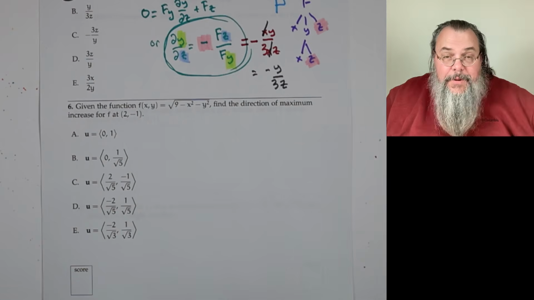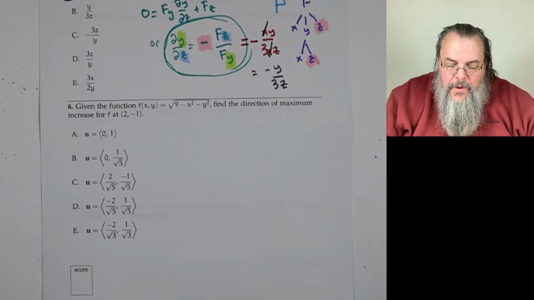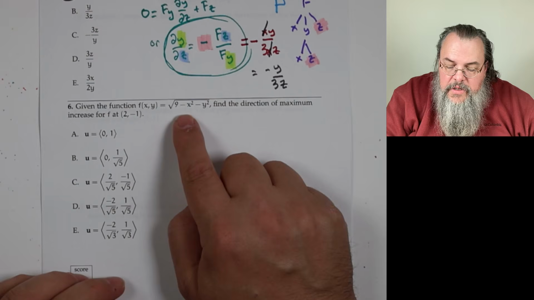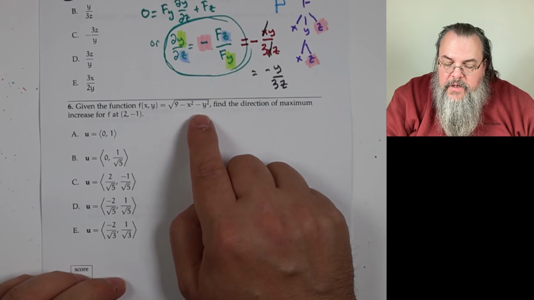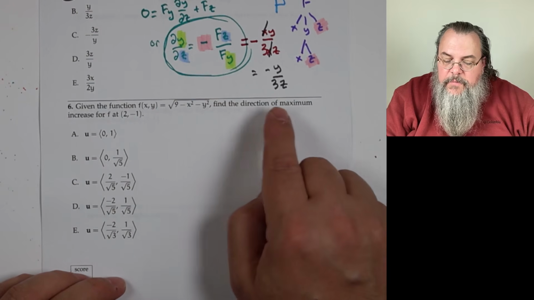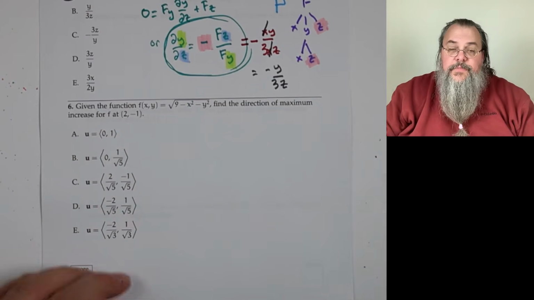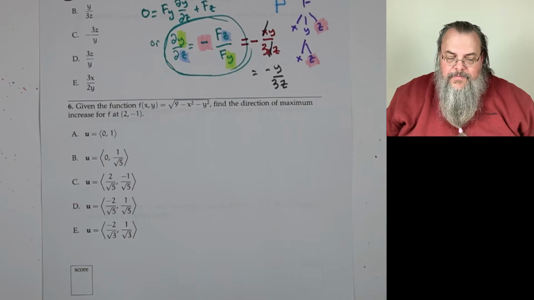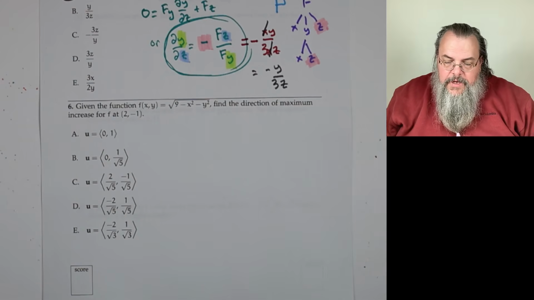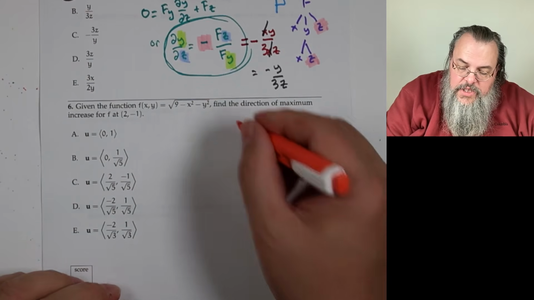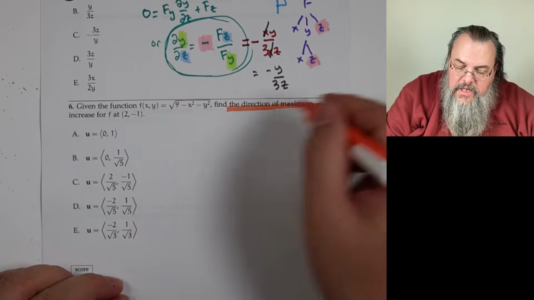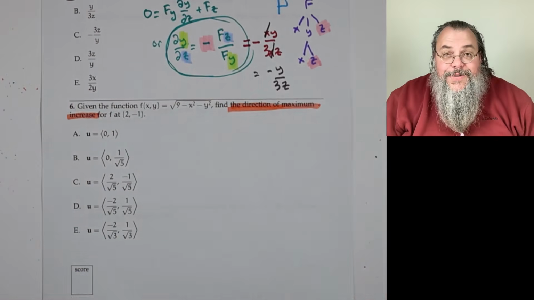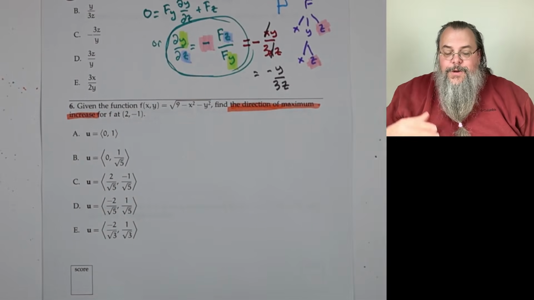All right, anyways, focus. We're given the function f of x, y is the square root of 9 minus x squared minus y squared. Find the direction of maximum increase for f at (2, -1). Now, there's a key phrase here. Direction of maximum increase. It is a real phrase. There's lots of words involved in this going on.